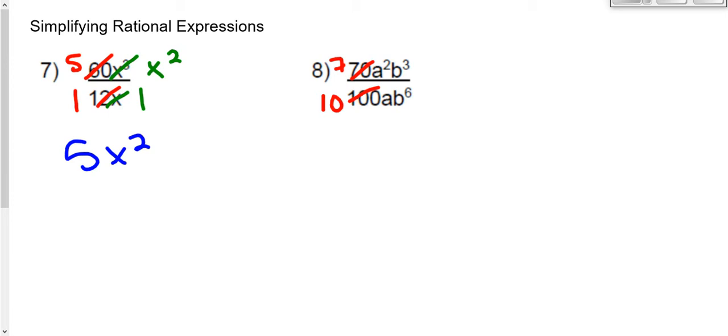Up next, I'll look at my a terms. I have a squared in the numerator and a in the denominator. Their greatest common factor is a. So I'll divide a squared by a. I'll have a to the first power left, and a divided by itself is 1.